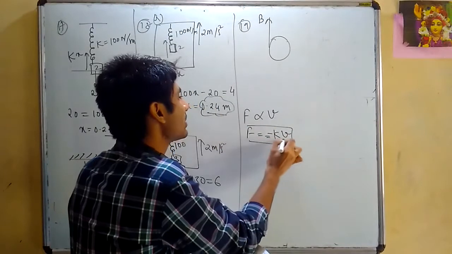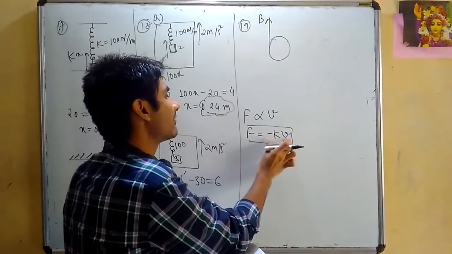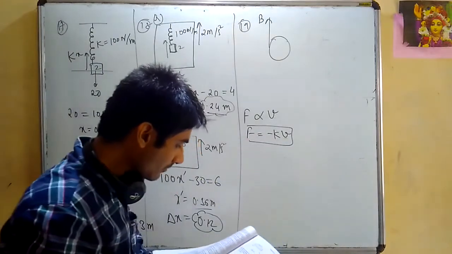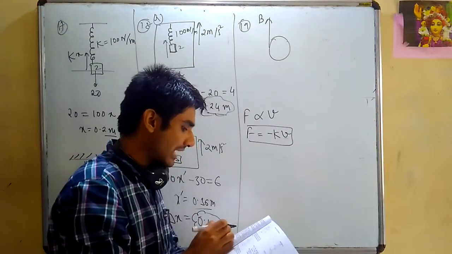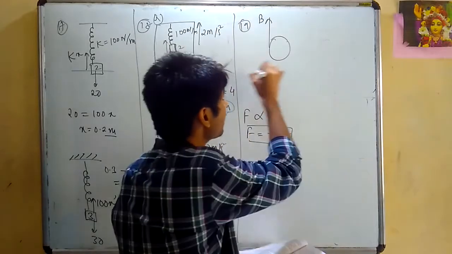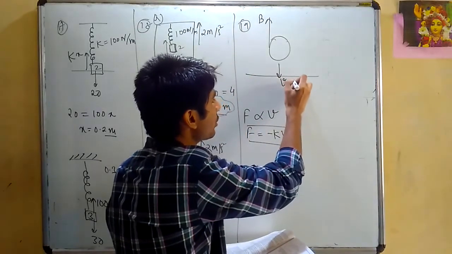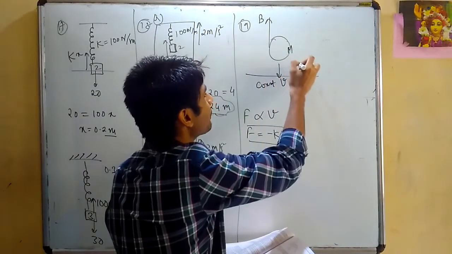Why minus? Because if velocity is positive, then F will come out negative, signifying that force is opposite to the direction of velocity and is proportional to it. The balloon carries a mass m and is found to fall down near Earth's surface with a constant velocity v. Let this be the Earth's surface. It moves down with a constant velocity v. This is very important. It is a constant v. Mass is m.